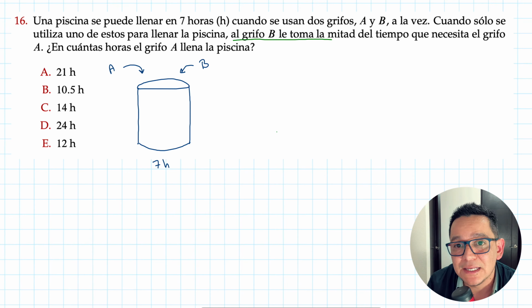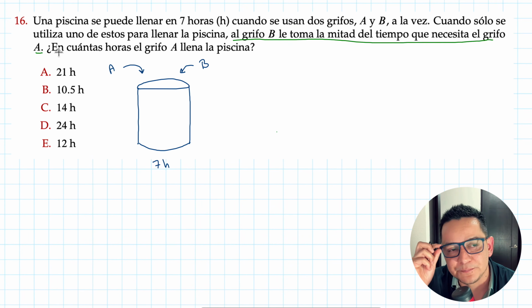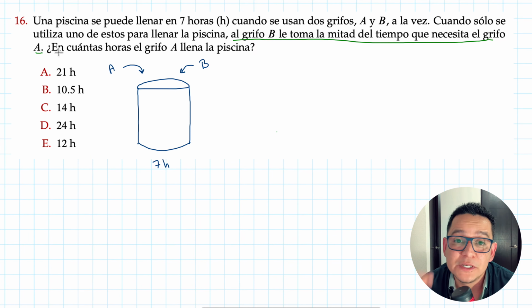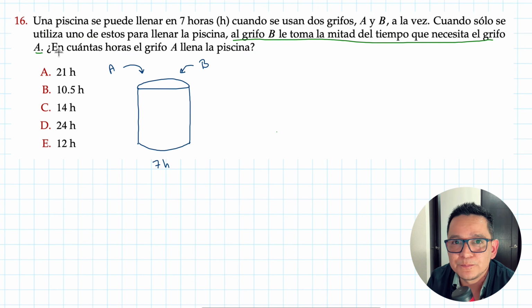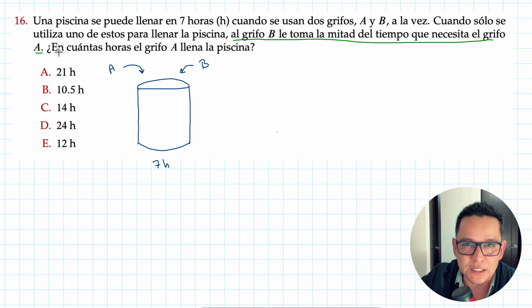Logically, look, it says faucet B takes half the time that faucet A needs. Let's see what that implies. Well, it means that faucet B has twice the flow of faucet A, right? And why is that? It says faucet B alone takes half the time. Imagine, for example, that faucet A takes 10 hours to fill something. Then faucet B would only take half the time, that is, 5 hours.